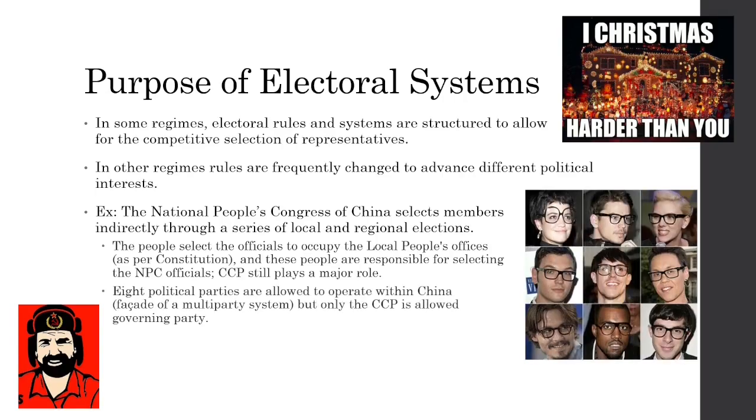There are 8 political parties that are allowed to operate within China. We haven't said this before. They are a fabrication of a multi-party system. They're supposed to kind of replicate it. It's supposed to appear that way. But the Communist Party is the only allowed governing party with any say whatsoever. So they're just kind of there for the inclusion, I guess.